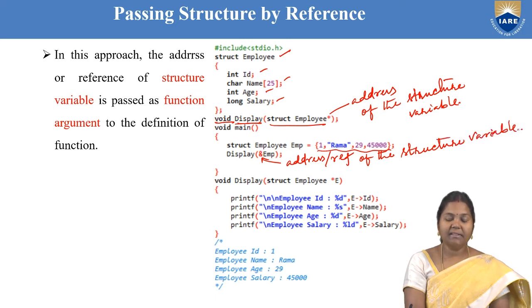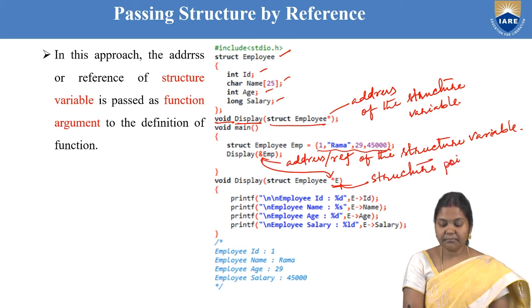Now after passing the address, the display function has to receive the address. So we have declared a pointer here. This is called a structure pointer which receives the address of the structure. So star E is nothing but a structure pointer which receives the address of the structure.